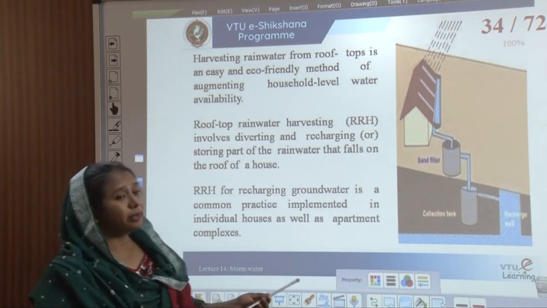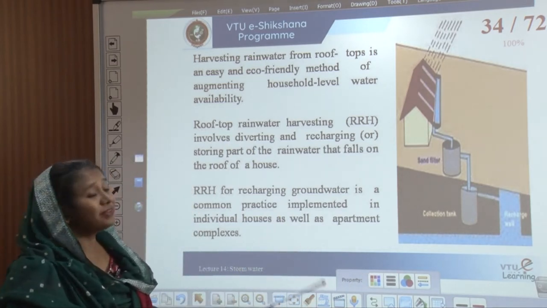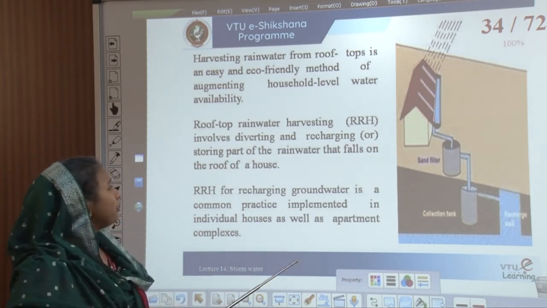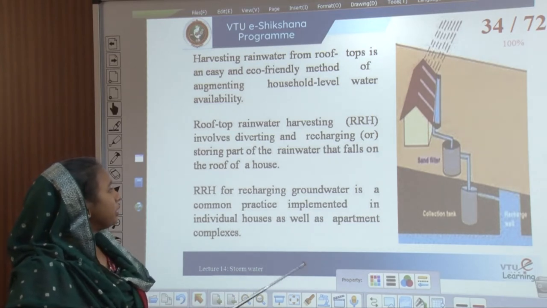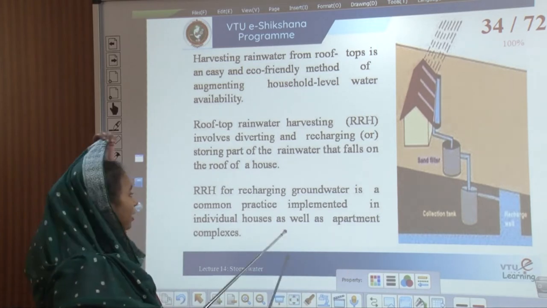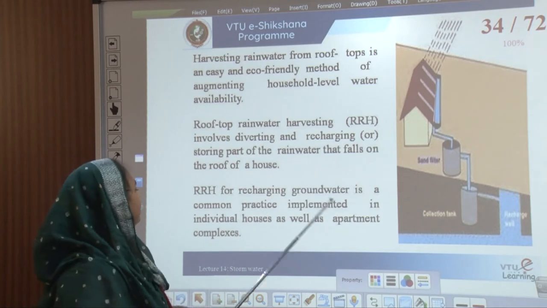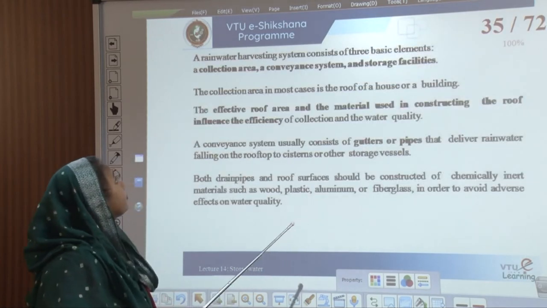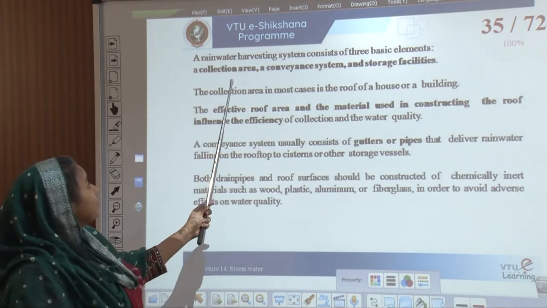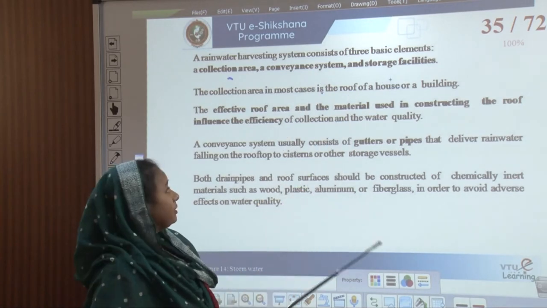Harvesting rainwater from any rooftop is very easy and eco-friendly, and it works even at every small house level. Rooftop rainwater harvesting involves diverting as well as recharging the rainwater that falls on the roof. This recharges the groundwater, is a common practice, and is implemented in many houses nowadays and even in apartment complexes. This system consists of three basic elements: one is a collection area, second is a conveyance system, third is storage facilities.